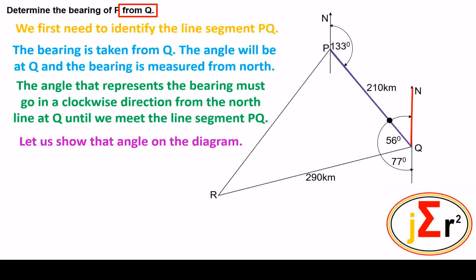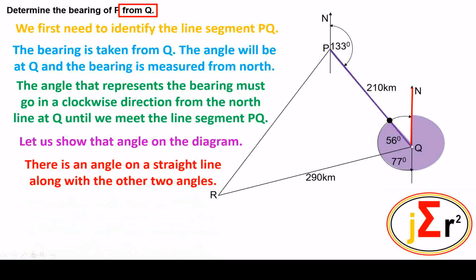Let us show that angle on the diagram. That is your angle that goes in a clockwise direction from north until we are in contact with the line segment that goes between P and Q. There is an angle on a straight line. Now we are about to find this large angle that represents the bearing.